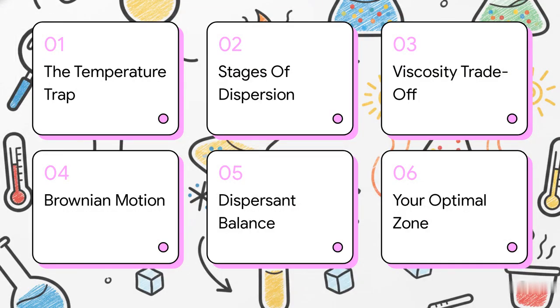So, here's a quick look at our agenda for today. We're taking a micro to macro journey. We'll hit the hidden temperature trap, the 3 stages of dispersion, the viscosity trade-off, Brownian motion and stability, the dispersant balancing act, and finally, finding your optimal zone.